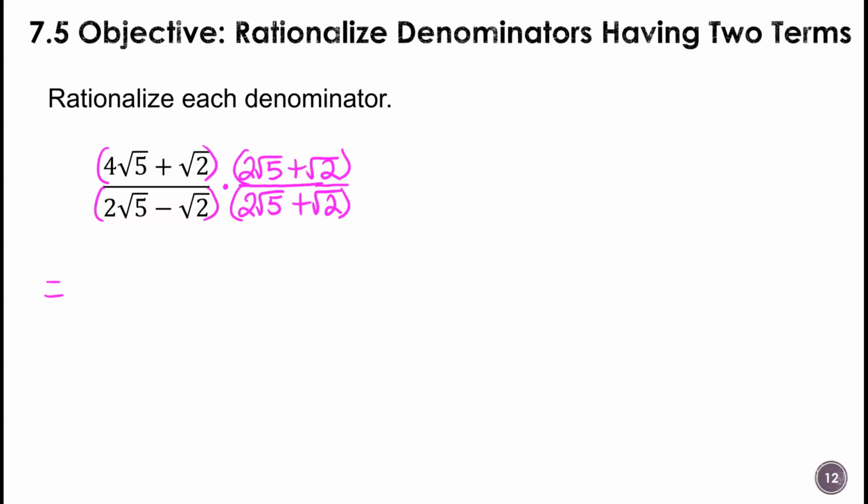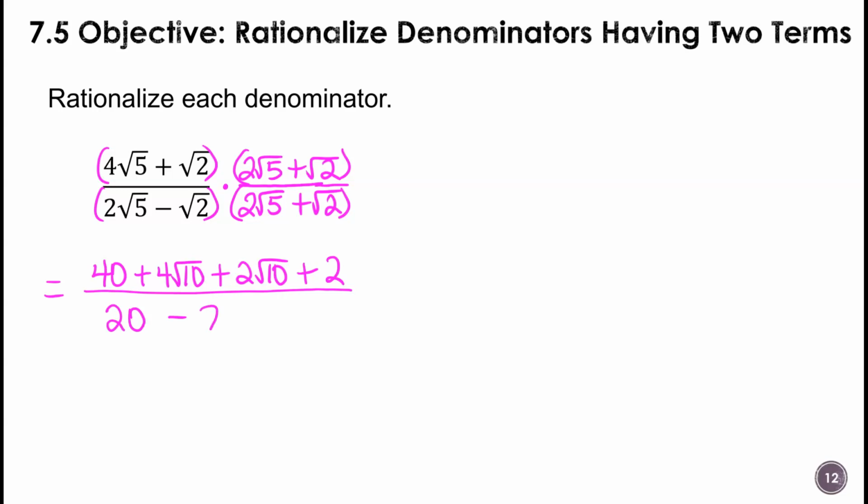So I'm going to distribute the 4 radical 5, which gives me 8 times 5, which is 40. And then that's going to be 4 times the square root of 10, and then 2 times the square root of 10. Square root of 2 times the square root of 2 is 2. And then in the denominator, I can take my shortcut, right? 2 radical 5 times 2 radical 5, so that's going to be 4 times 5, which is 20, minus 2. Okay. Now I want to simplify and see if I can simplify further.